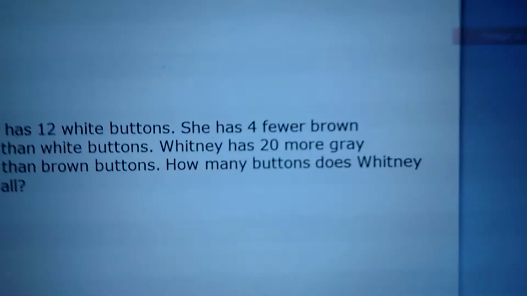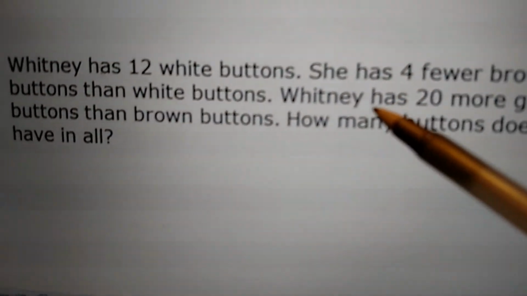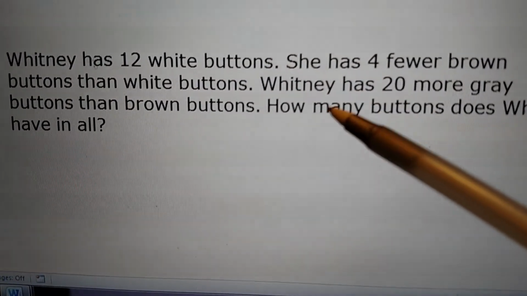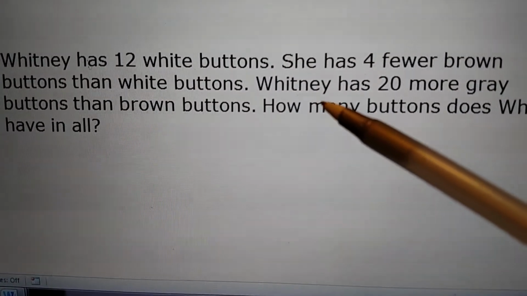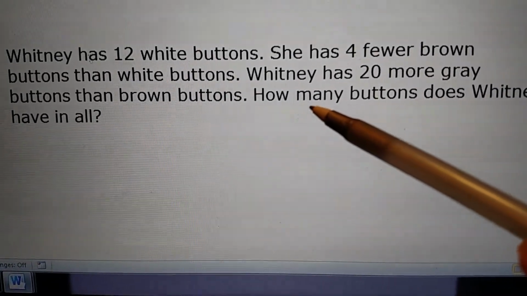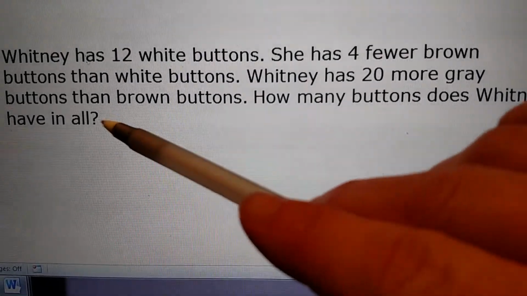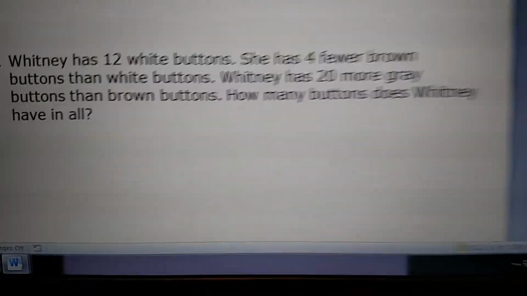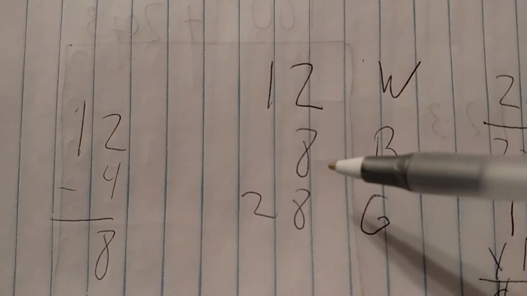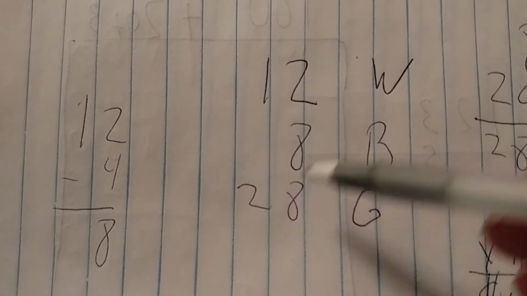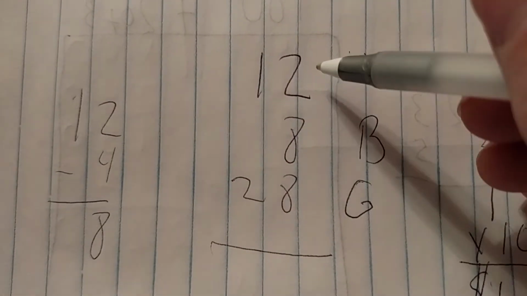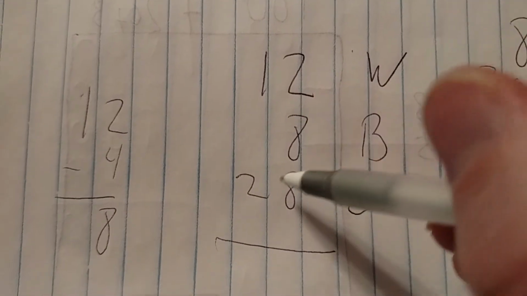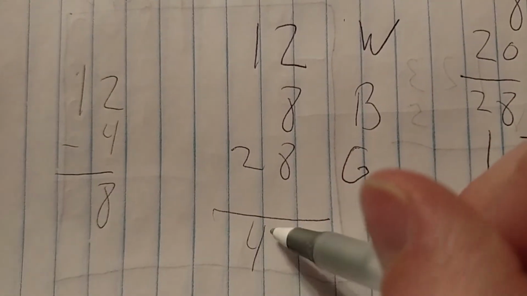28 gray buttons. And let's go to the problem. So, Whitney has 20 more gray buttons than brown buttons. We figured out that was 28 gray buttons. How many buttons does Whitney have in all? So that word in all means we need to add all those together. So now we go over here. We have 12 white buttons, 8 brown buttons, 28 gray buttons. So, now 12 plus 8 is 20, plus 28 gives us 48 buttons in all.